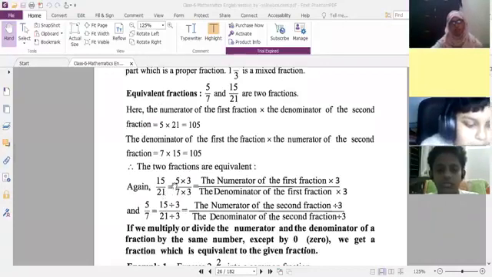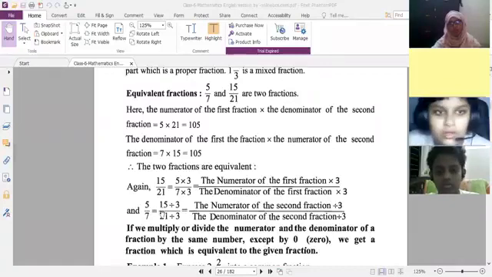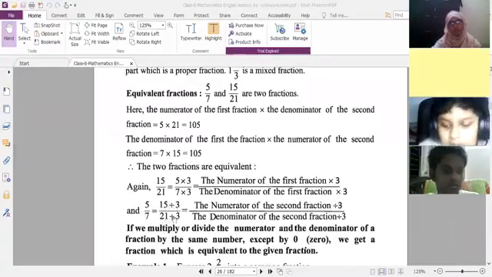15 by 21 is equal to 5 into 3 and 7 into 3. Again, 5 by 7 is equal to 15 divided by 3 and 21 divided by 3.